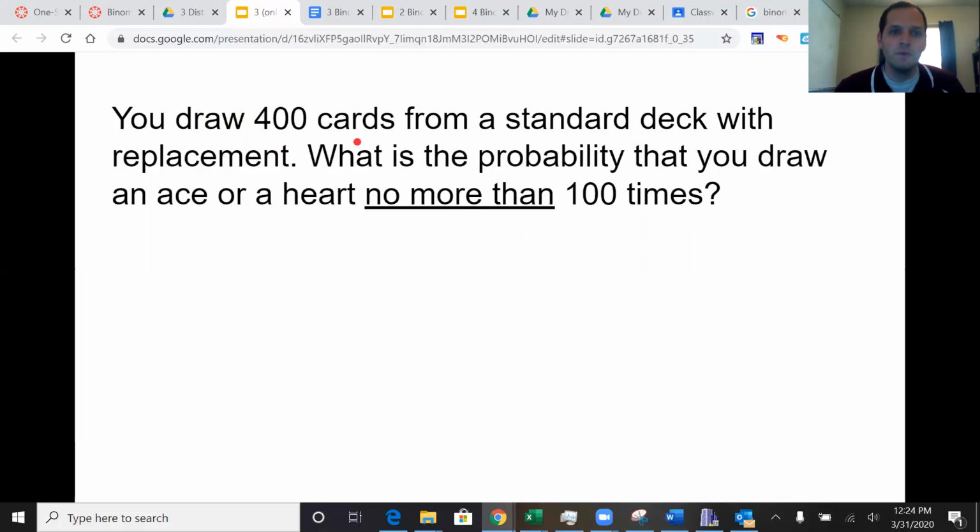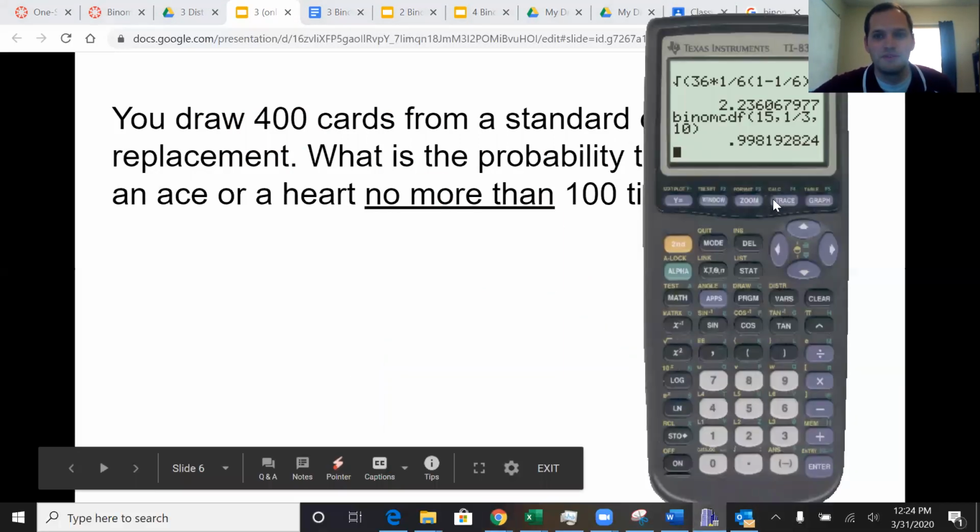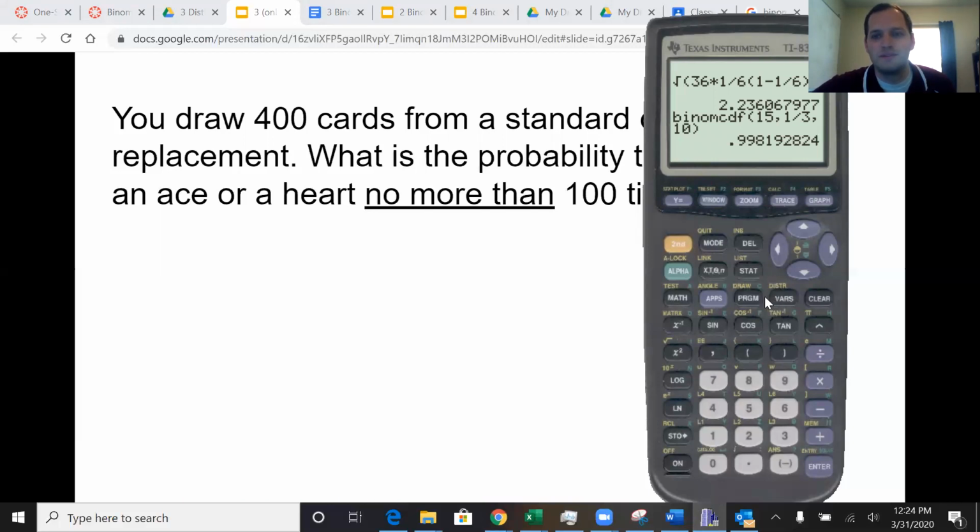So we're drawing 400 cards from a standard deck. Okay, it's binomial, it's CDF. No more than, that's the same as at most. We have no more than, binomial CDF. How many trials? We have 400. That's how many times we're going to draw cards. Okay. What is the probability of drawing an ace or a heart?